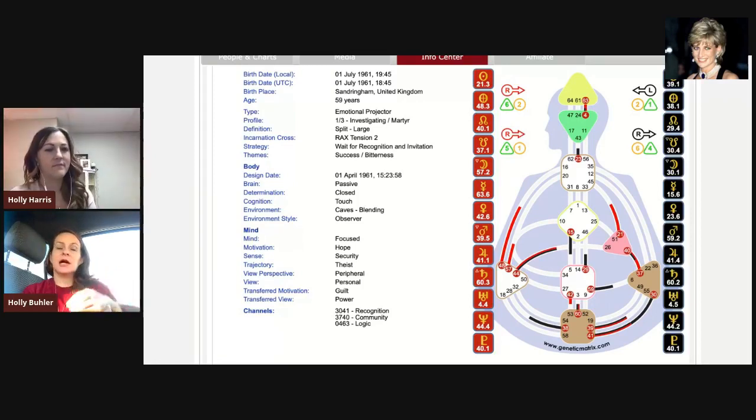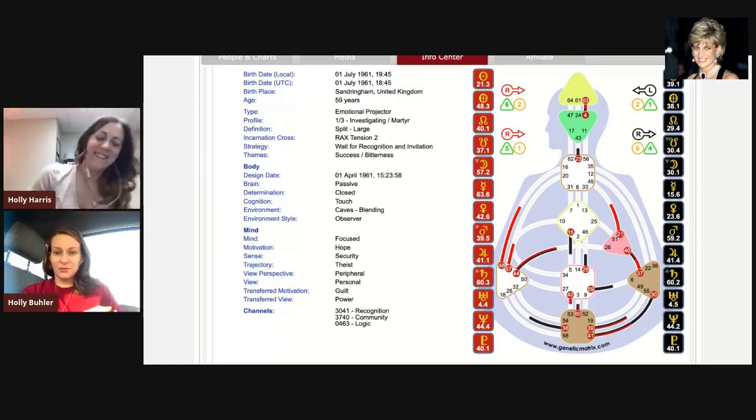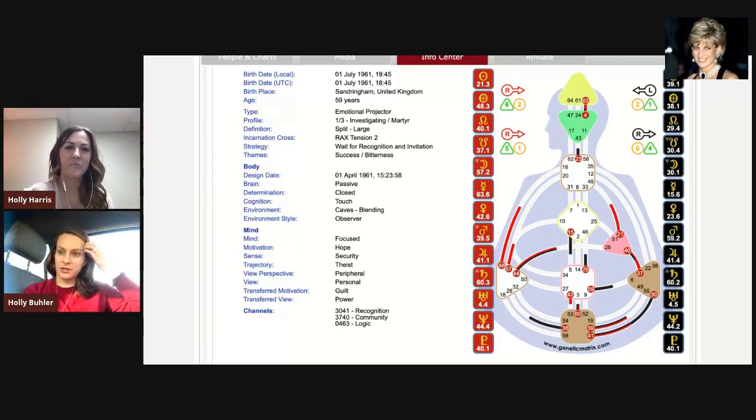And then you can see how her profile... Oh yeah, we'll do profile, and then we'll do the incarnation cross, because I think it really paints an incredible picture of what potentially she went through. So why don't you talk about the 1-3, and then we'll do the incarnation cross.